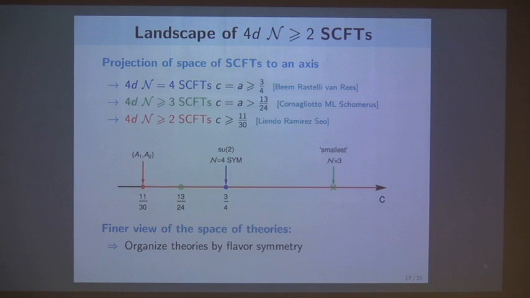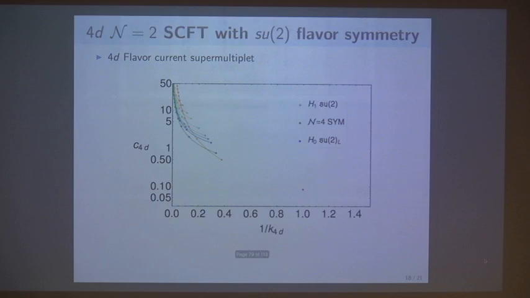And just like here, we had C, which was a two-point function of the stress tensor. If we have a theory with a flavor symmetry, it will have a flavor current. And the two-point function of that flavor current is also a meaningful quantity to consider. And so let's refine our view of the space of theories by adding an extra axis to this plot, by looking also at K. And for concreteness, let me focus on theories with SU(2) flavor symmetry. So here I'm kind of taking a slice of the space of theories, parameterized by the central charge and by the two-point function of the flavor current. And I've sprinkled in some of the known theories.